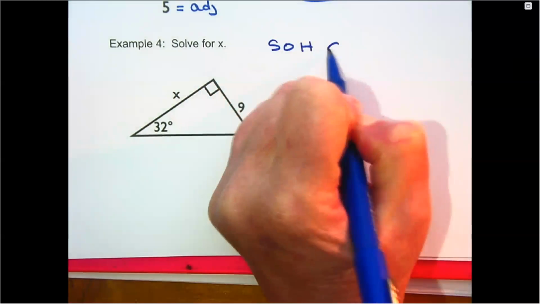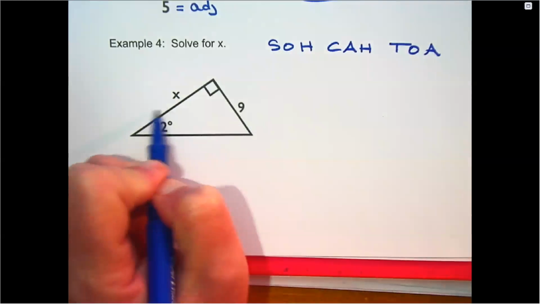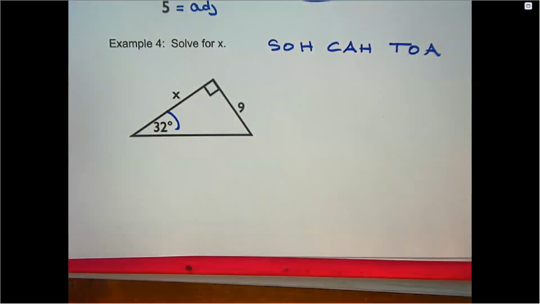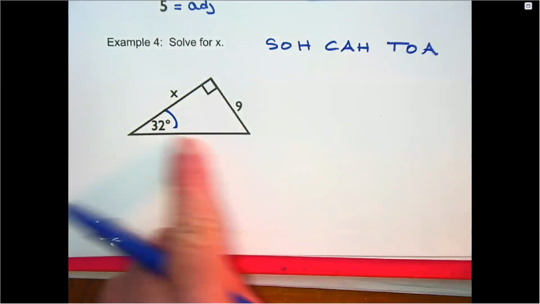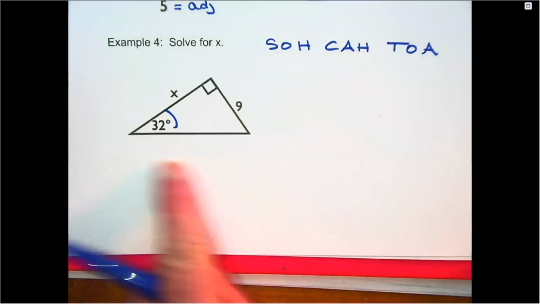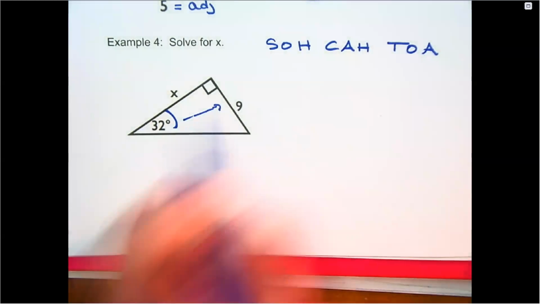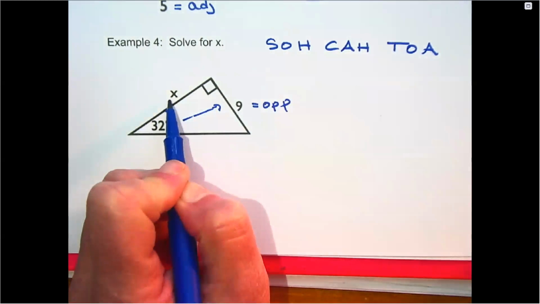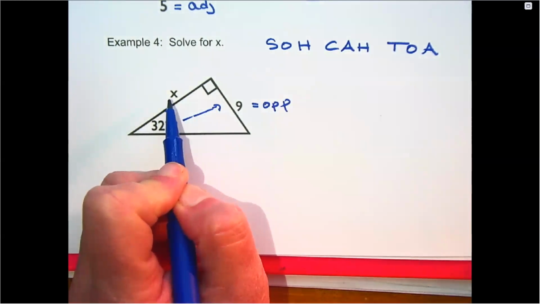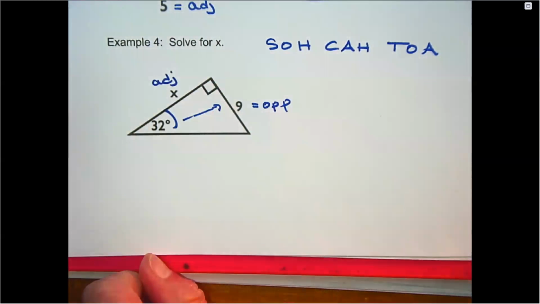We're still going to write SOHCAHTOA. We're still going to look at that angle, and we're going to say, with respect to that angle, what two sides do we have? Well, I'm first going to look and say, do I have the hypotenuse? That's the easiest to find. There's the long side, the hypotenuse. I don't have it. Let's see, which side is this? Well, 9 is the opposite side, and x is next to it, but not the hypotenuse. So x is the adjacent side.